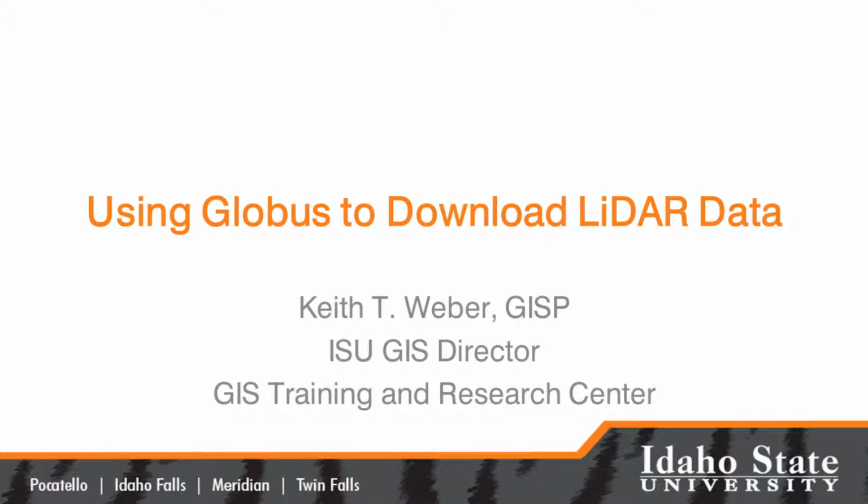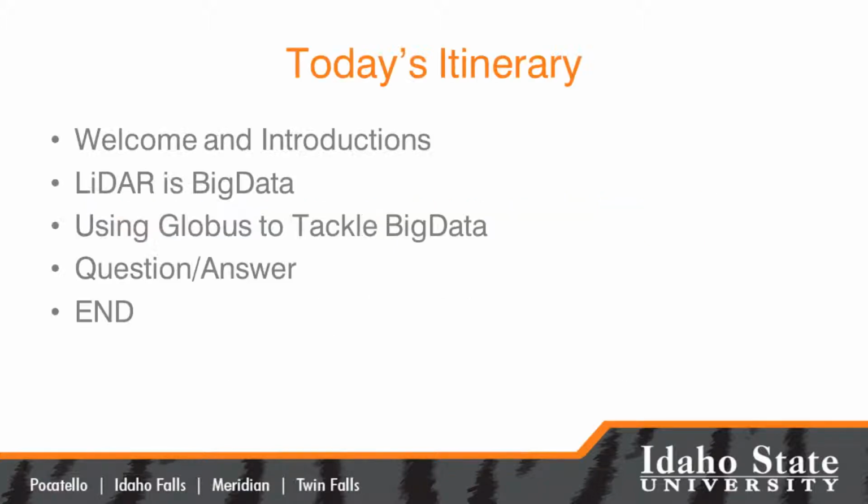This is the first in a series that we're planning on doing in support of and working with the Idaho LIDAR Consortium at Boise State University and my colleague Nancy Glenn over there. This one is kind of basic, but I think it's also very necessary. What we're going to talk about today is how to use Globus, large file transfer, to download and acquire LIDAR data.